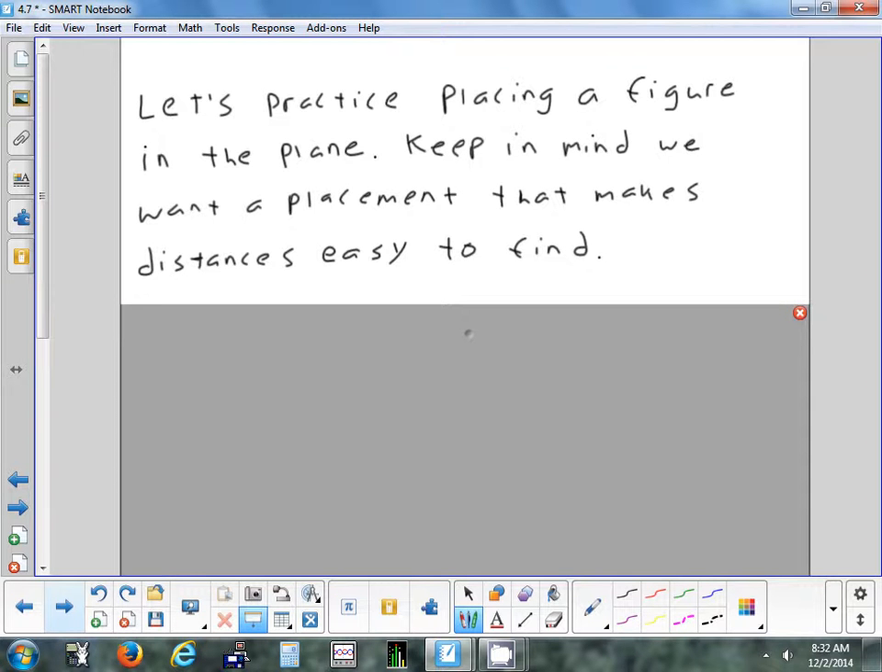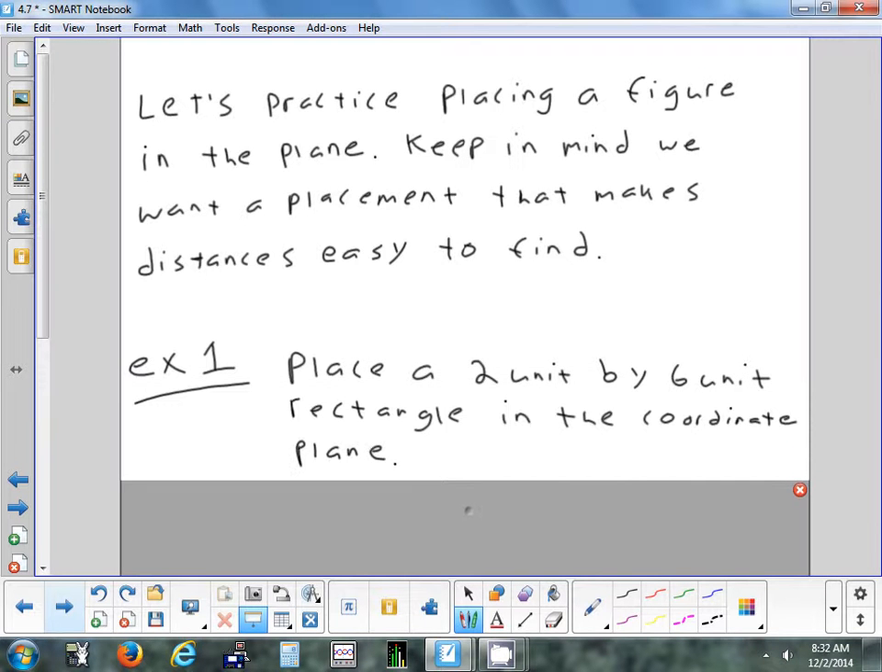All right, first thing I want to do is I just want to practice trying to place a figure in the plane, trying to find a spot that we can place a shape that makes it easy to work with. We've got a rectangle. The rectangle is going to be 2 units by 6 units. And I want to try to place it in a good spot that would make the vertices easy numbers to work with. Anybody think, in general, where could you place this rectangle to make it easy to work with?